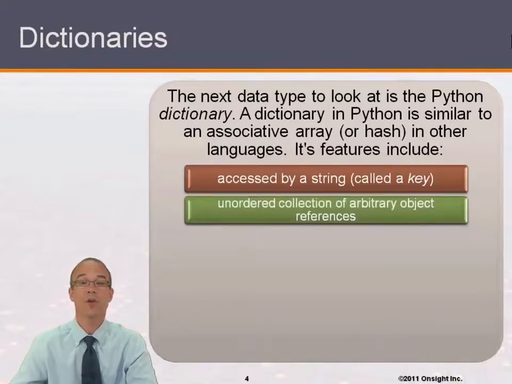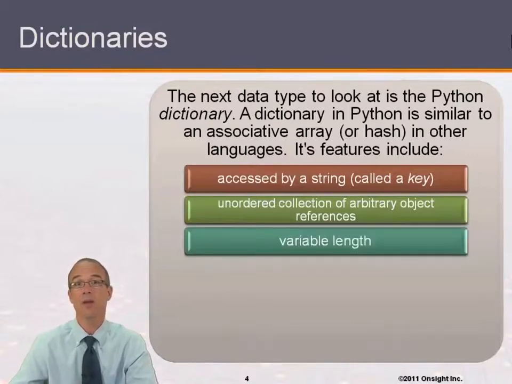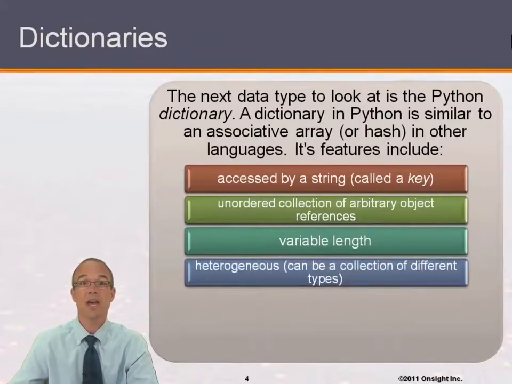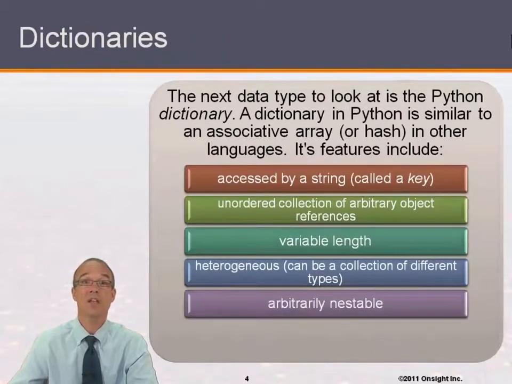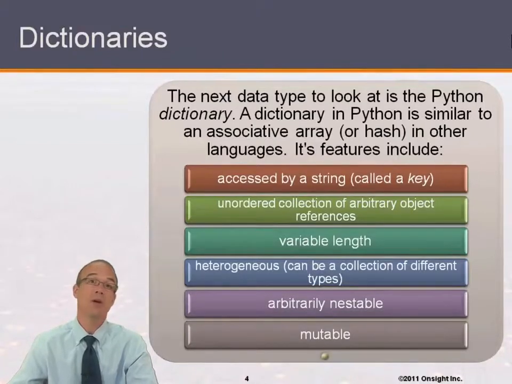It's unordered, so we never really assume order when it comes to dictionaries. How they're stored in memory is not important. What's important is that if we have a key, we can get the value out of the dictionary. A dictionary, like a list, is variable length. That means we can add items to the dictionary or remove items from the dictionary. It's heterogeneous, like lists and tuples. That means we can collect multiple different types of things together, numbers and strings and so on. It's arbitrarily nestable. That means we can have dictionaries of lists and so on. And it is mutable. Like lists, we can change dictionaries after they're created.